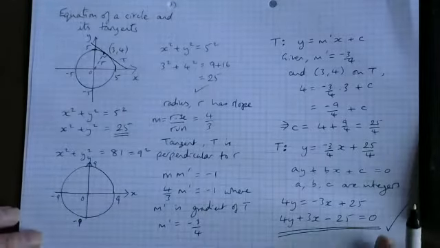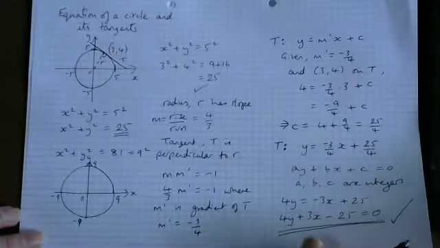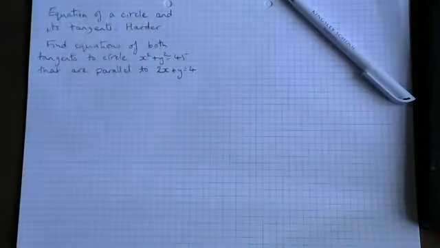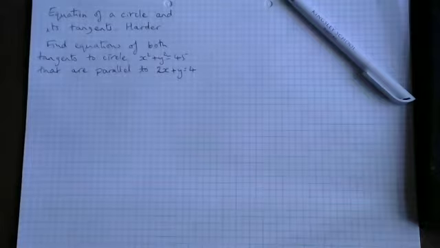Today we'll do some harder equation of a circle and tangents, so the sort of thing that appears at the very end of the paper. Here's that sort of question. So the equation of a circle and its tangents, and these are harder. Find equations of both tangents to circle x squared plus y squared equals 45 that are parallel to 2x plus y equals 4.